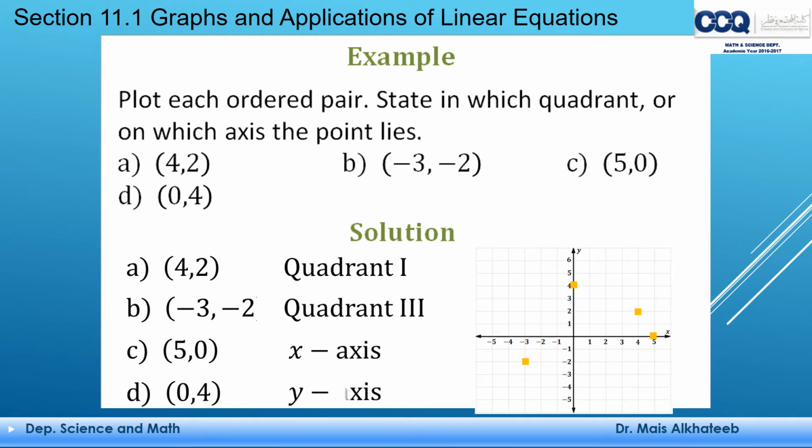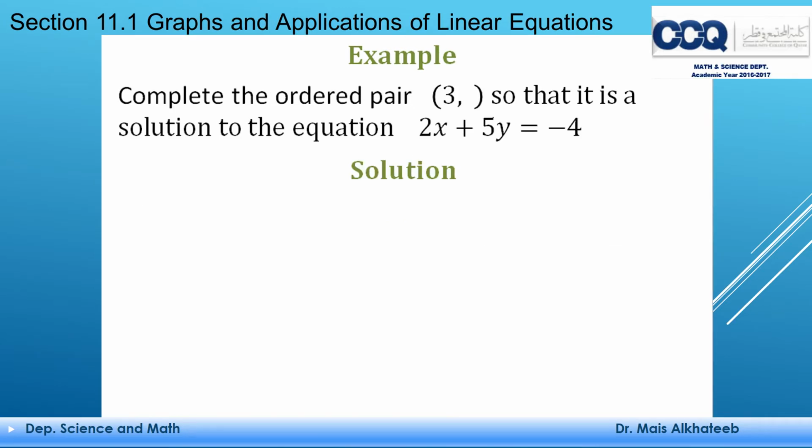Now I go to another example. They want us to complete the ordered pair. I know x here equals 3, and I have to calculate y. Y is unknown. So that it's a solution to this equation: 2x plus 5y equals minus 4.